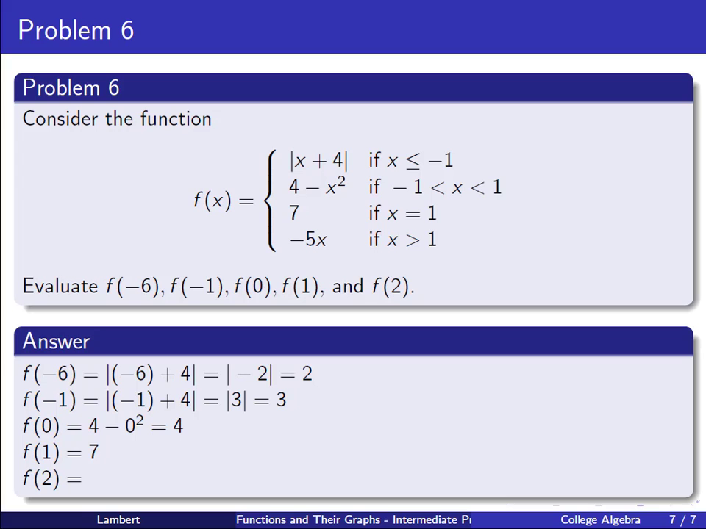Okay. Last but not least, f of 2. So f of 2, notice 2 is not less than or equal to negative 1. 2 does not fall between negative 1 and 1, and 2 does not equal 1. So those first 3 conditions are all out. Okay. So we're left with that last condition. 2 is greater than 1. So we're going to plug it in for the x in the equation negative 5x. So we get negative 5 times 2, and that means we have an answer of negative 10, and we have all our values to our piecewise function.